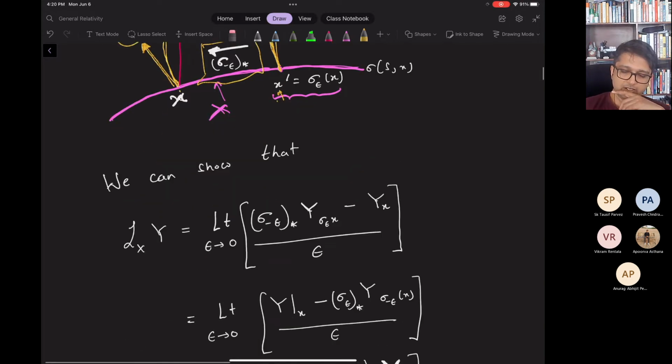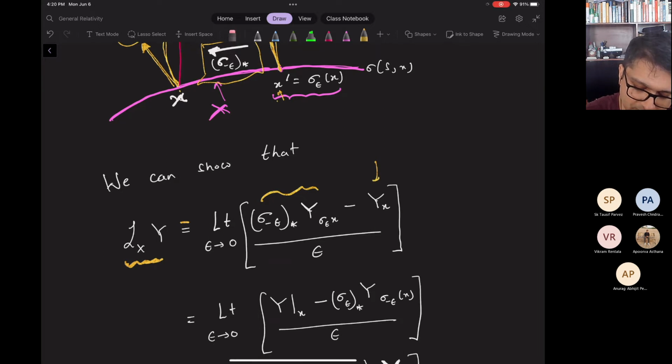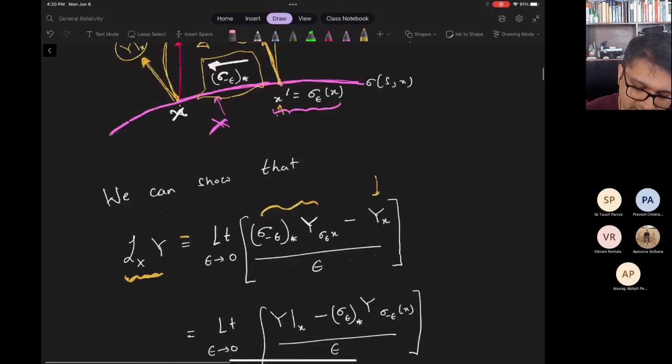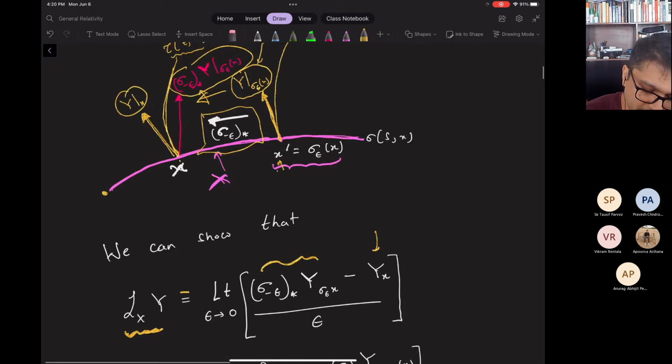Coming to the question that Pravesh asked, the way we've defined the Lie derivative is the pullback of this vector y at sigma epsilon of x, minus y of x, divided by epsilon. But I could have equally well defined it by looking at the point sigma minus epsilon of x.